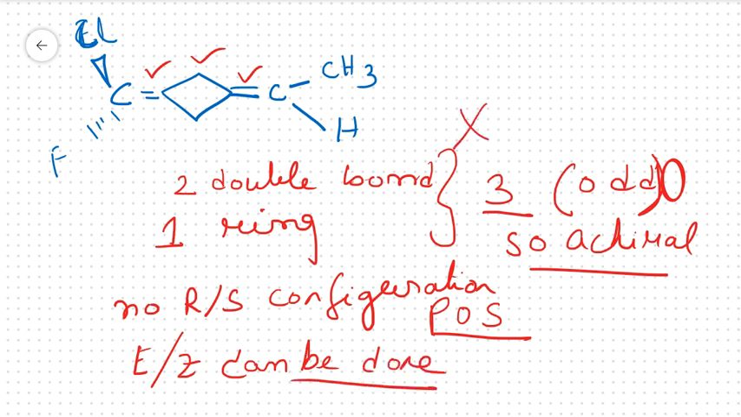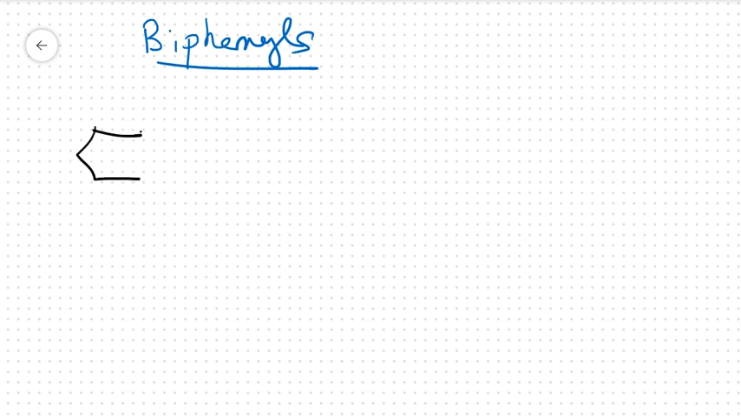So no RS configuration. Okay. So we move to our next part, biphenyls. If we talk about biphenyls, how will we determine their configuration? Keeping in mind the same approach as we did for spiro and spinel, let us draw a compound.